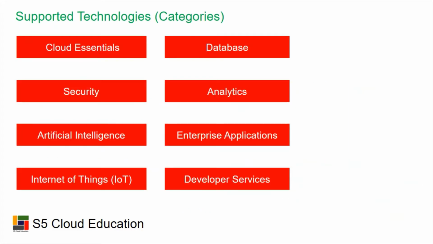Some of the key categories of technologies that are supported by Alibaba Cloud include: 1. Cloud Essentials, which includes network, storage, compute, security, compliance and so on. 2. Databases. 3. End-to-end security. 4. Analytics. 5. Artificial intelligence. 6. Enterprise applications. 7. IoT. 8. Developer services, which includes DevOps.